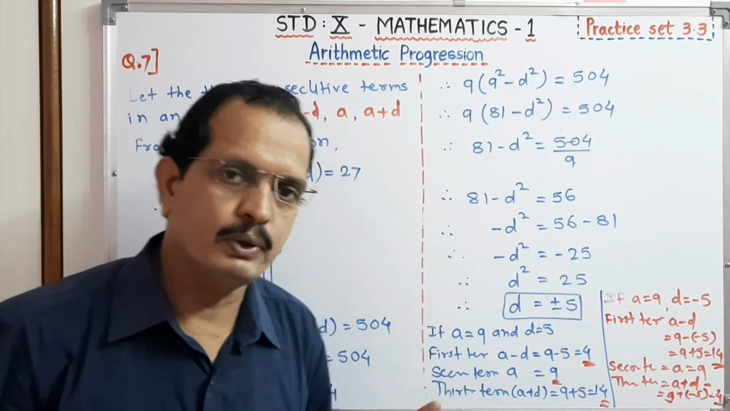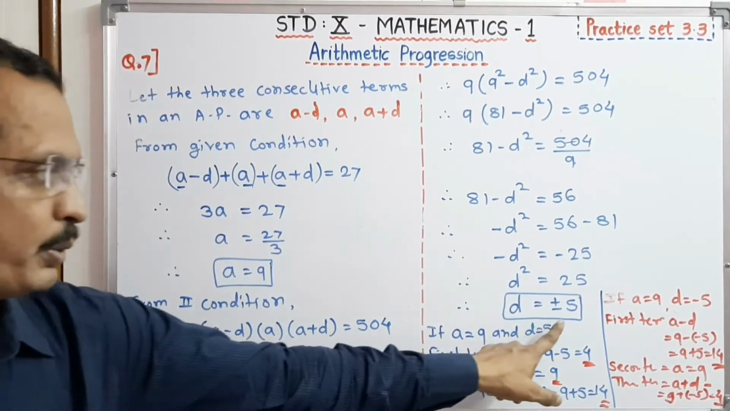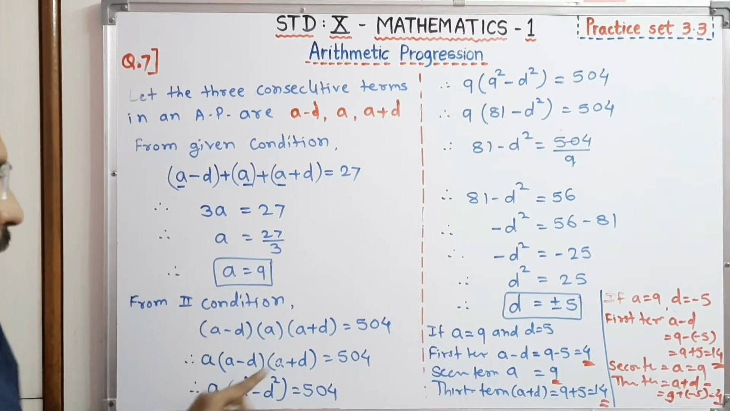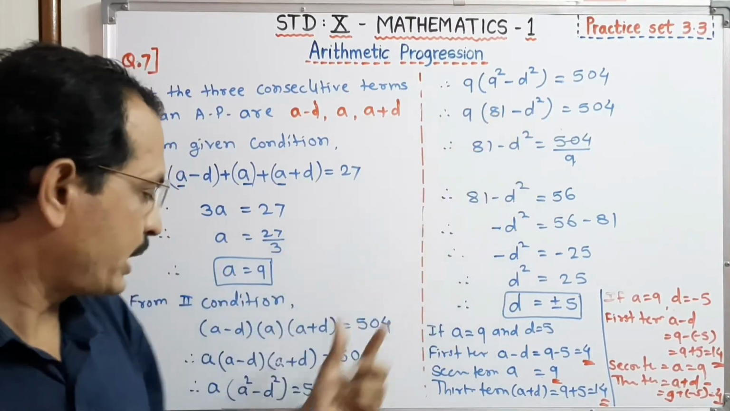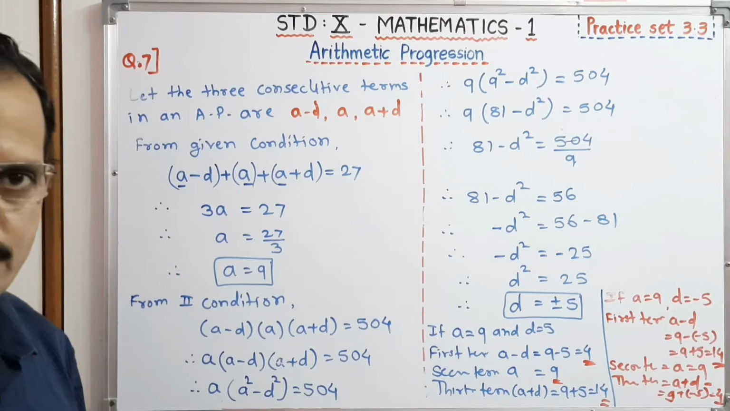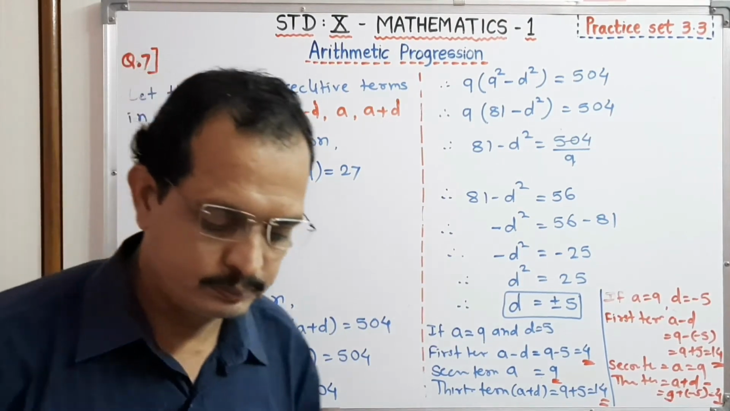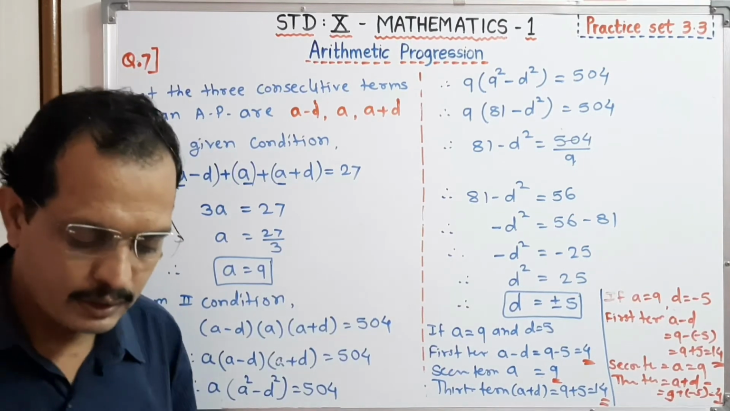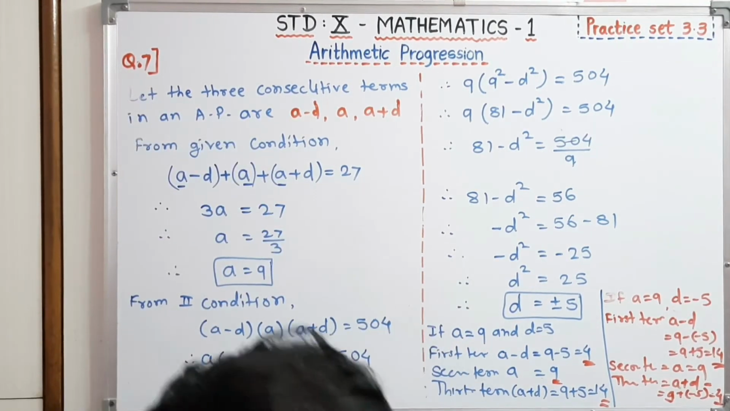I think everyone understood this. Remember this thing, and remember here how to take out the common, and then we have to use your a square minus b square formula, the expansion formula. Got it? Now we have to start with the next sum, that is 8-1.